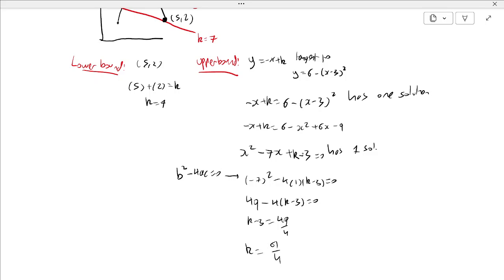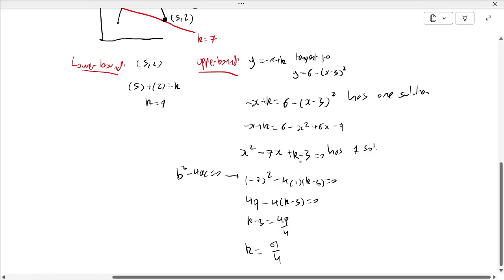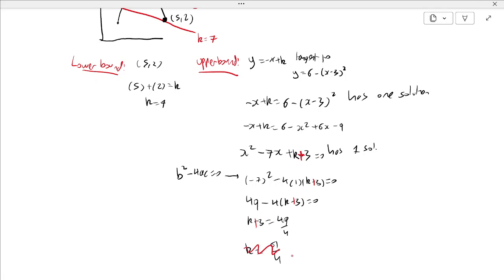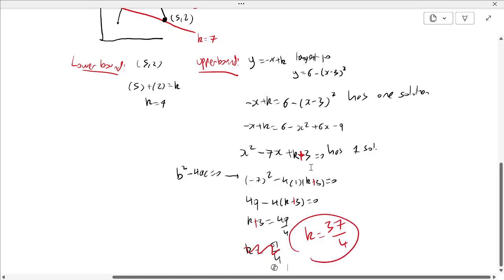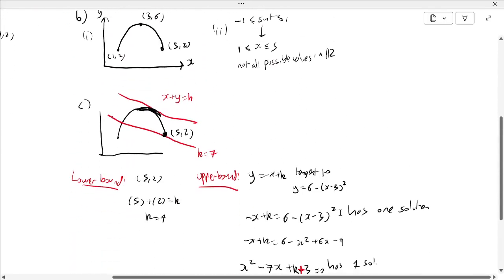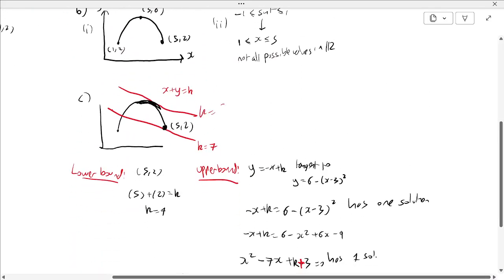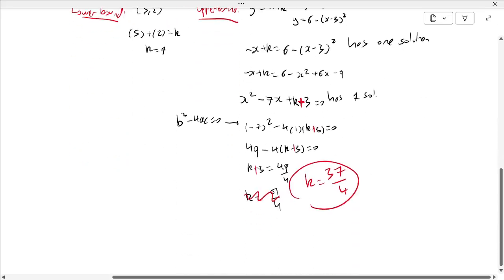Yeah, this should be plus 3 here. Sorry if you're screaming at the camera. This would be k + 3. So k should be 49 over 4, take away 3, which will give me 37 over 4. That's the correct solution. So as long as you can do some basic algebra, you'll be fine. So this line was k = 37 over 4.